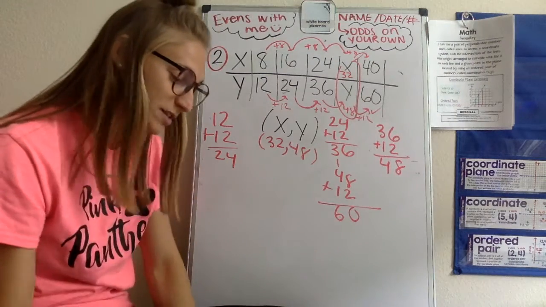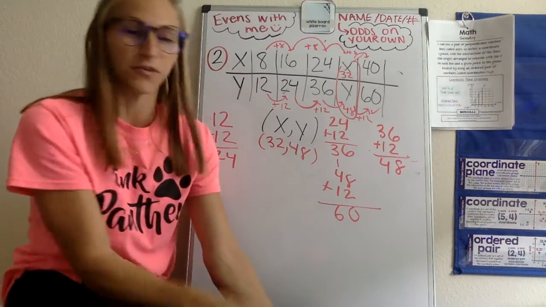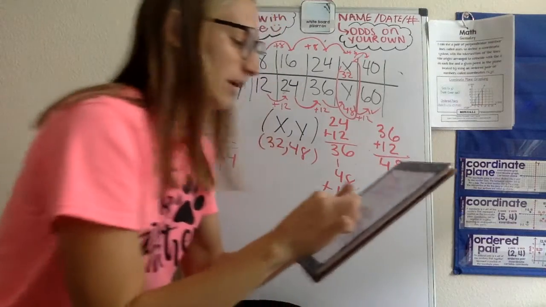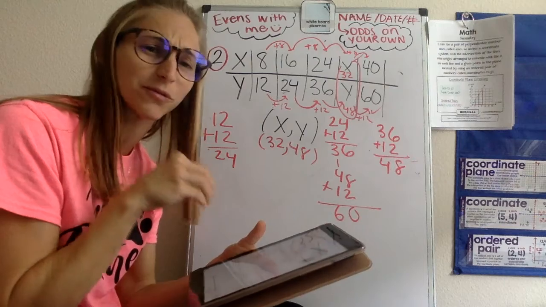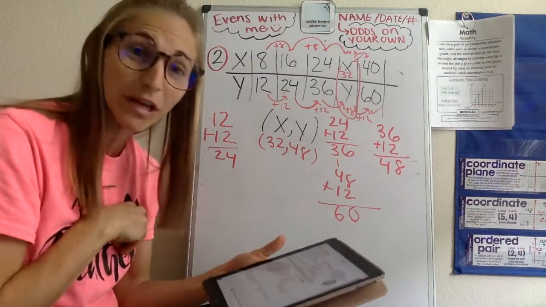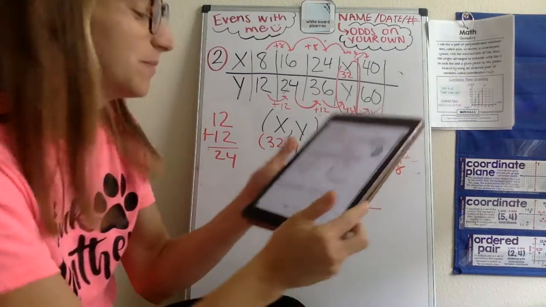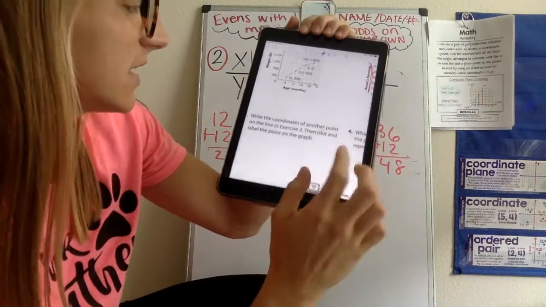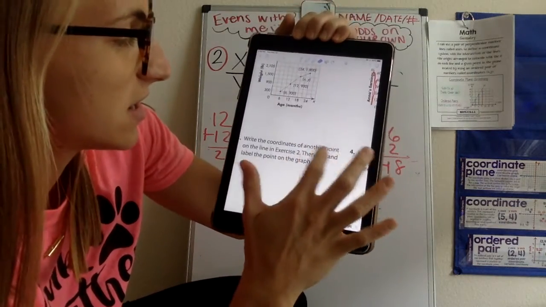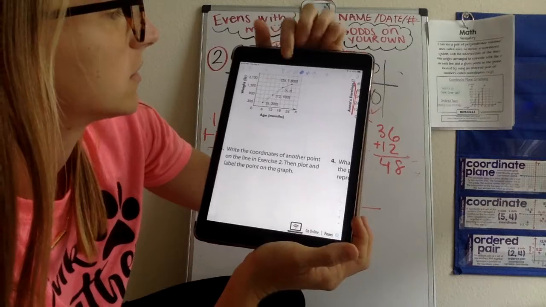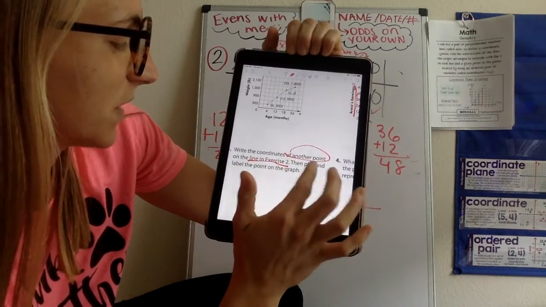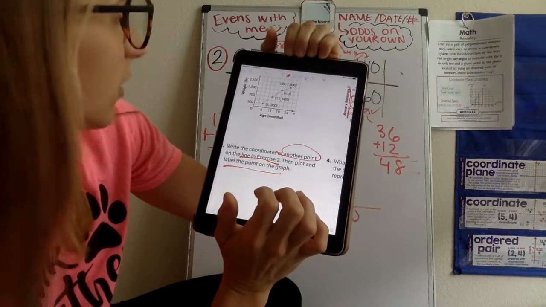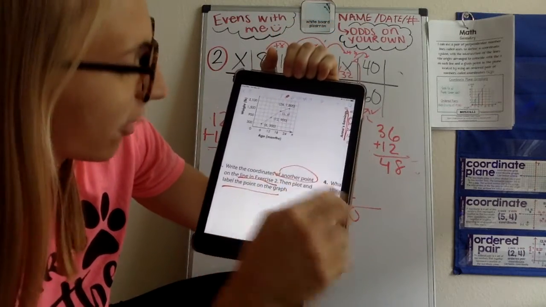Now, what I love most about the next problem, and you're very lucky because number 4 piggybacks off of number 3. So we can't do number 4 unless we do number 3. And number 3 piggybacks off of number 2, what we just did. So let's take a look. It says, write the coordinates of another point on the line in exercise 2. Then plot and label the points on the graph. So I'll go back to that graph in a minute.